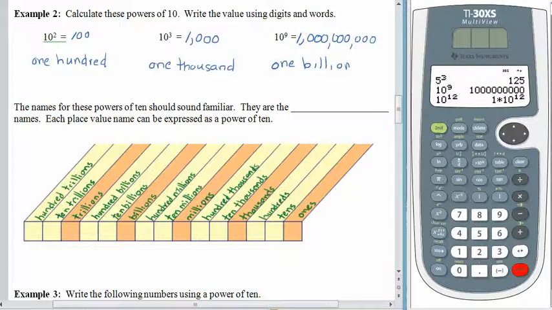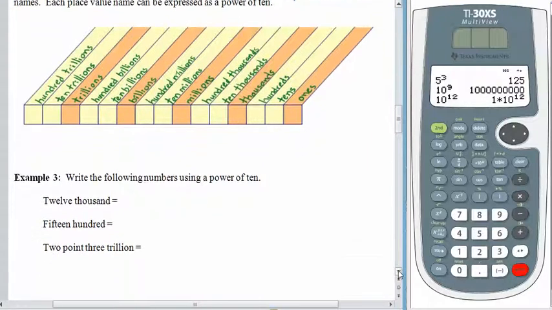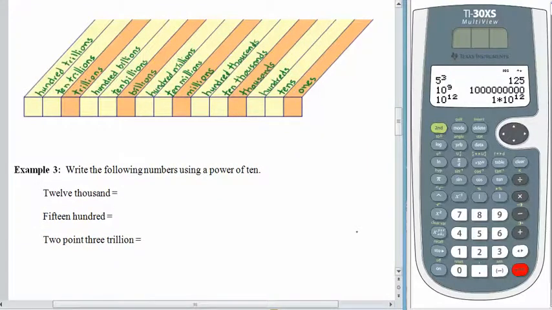What you might notice is that the names for these powers of 10, we've seen them all before. These are the place value names. Let me scroll up a little bit here. Every place value is a power of 10. So we just did 100, and we saw that that was 10 squared. We did 1,000, we saw that that was 10 cubed. We did 1 million, we saw that was 10 to the 6th. We did a billion, we saw that that was 10 to the 9th. And all of these other place values can be expressed as powers of 10 also.